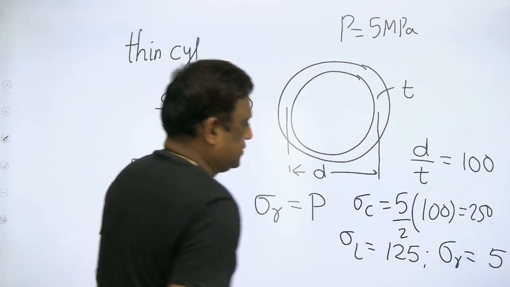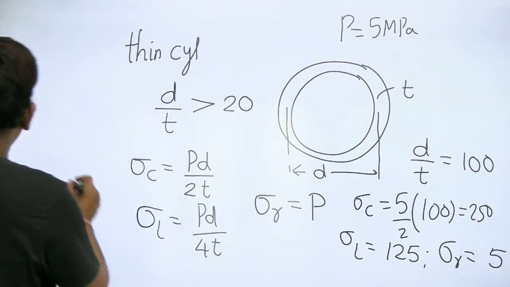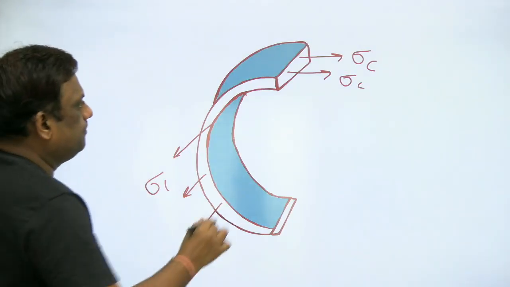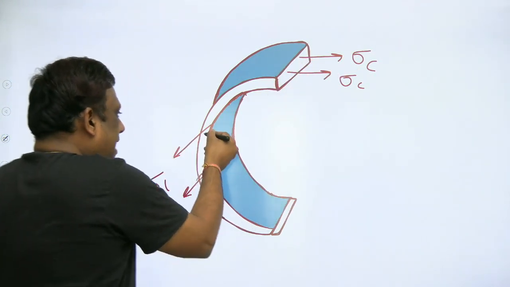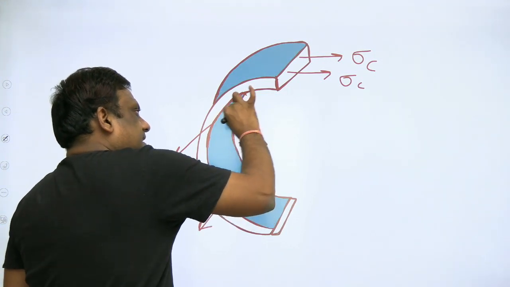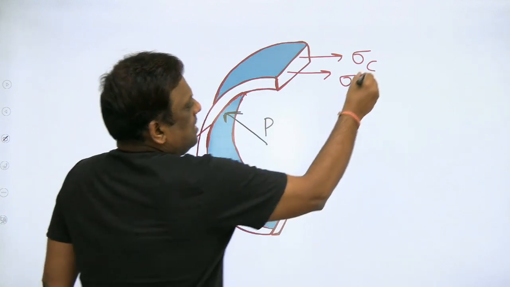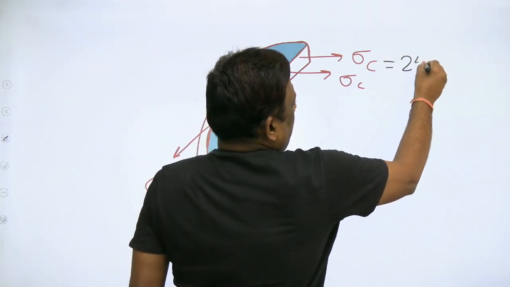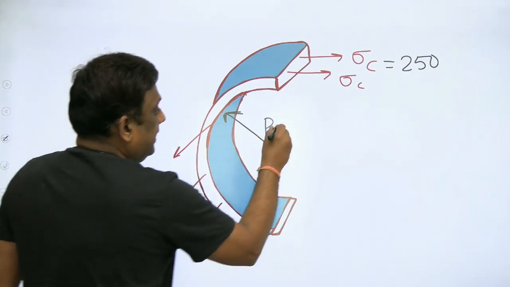Now have a look at this. My dear students, just observe here. So I'll show you like this. Look. This is the circumferential stress, this is the lengthwise longitudinal, and this is the radial. This element is subjected to three stresses. Circumferential we have seen as 250, the longitudinal we have seen as 125, and the radial is 5.